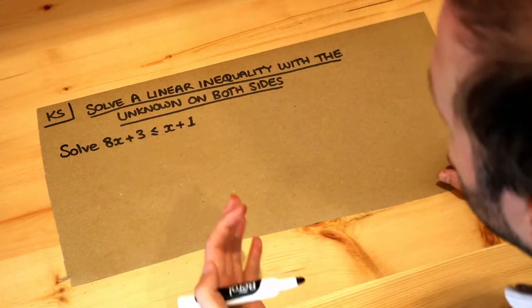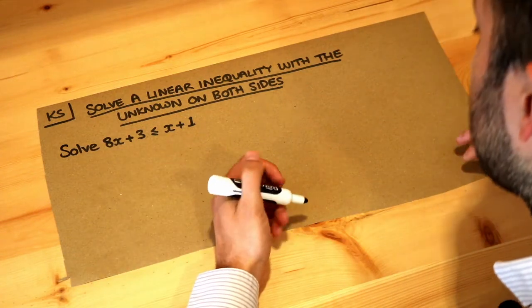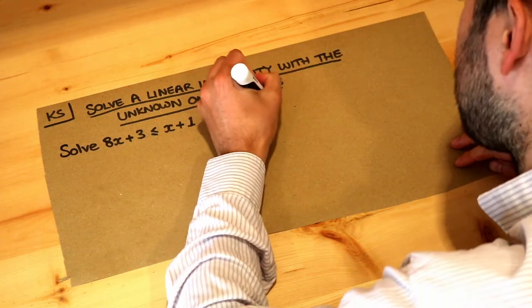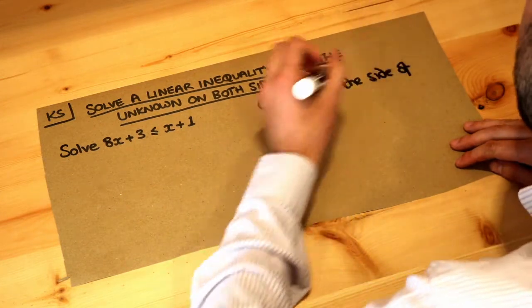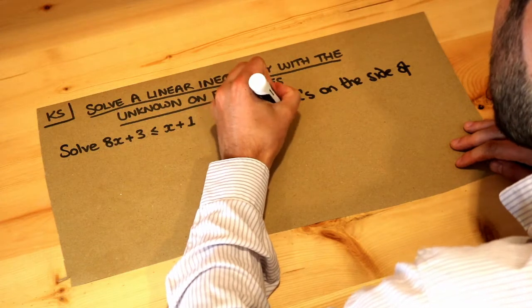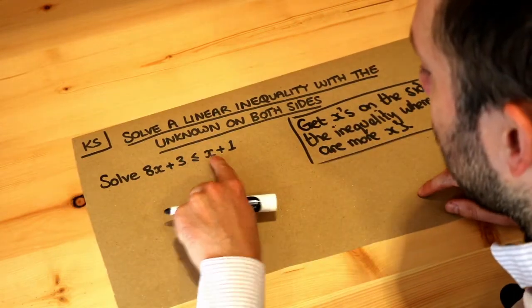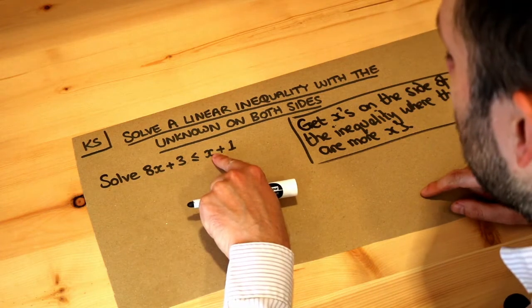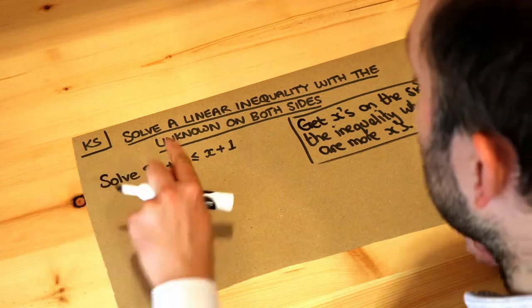Now let's think how we would usually solve an equation when we had x on both sides. Remember that we get all the x's on the side of the equation, or in this case the side of the inequality, where there are more x's. So do we have more x's on the left or the right? Well, we've got 8 lots of x here, 1 lot of x here. We've got more x's on the left, so we should get all the x's on the left-hand side.